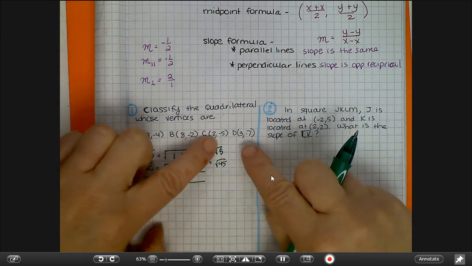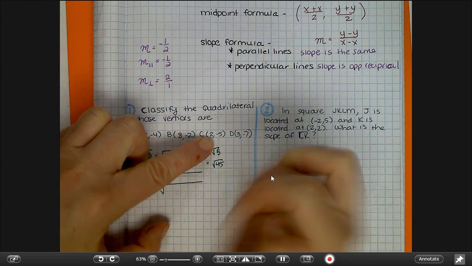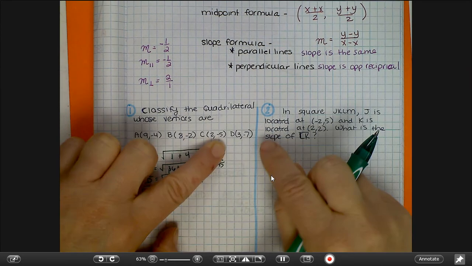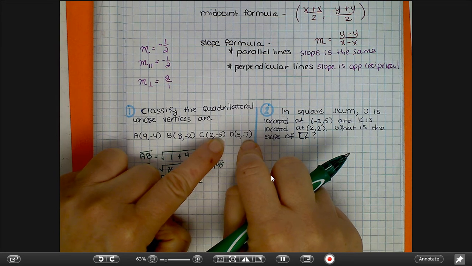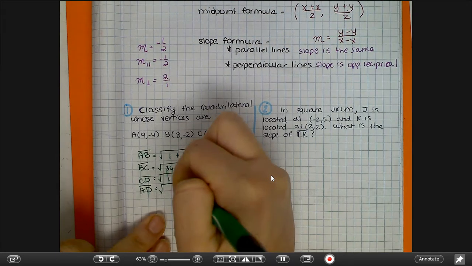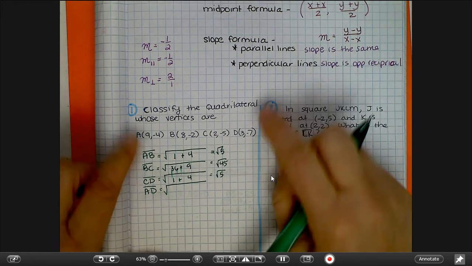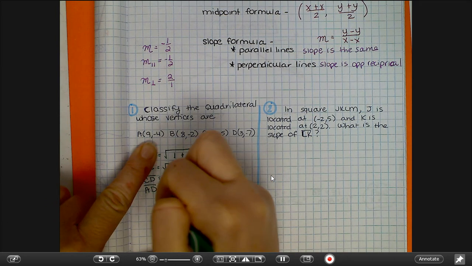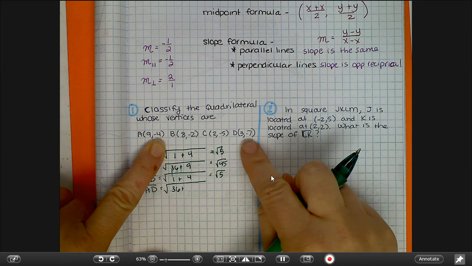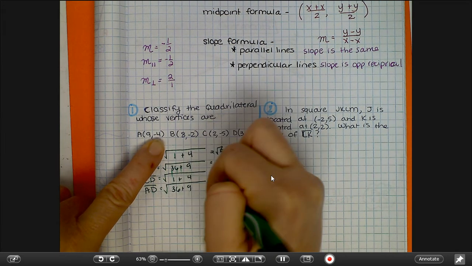CD, 2 minus 3 is -1 squared is 1, plus -5 minus -7, -5 plus 7 is 2 squared, which is 4. So hey, we have at least one pair of congruent sides. And let's check A and D. 9 minus 3 is 6, squared is 36. -4 minus -7 is 3, squared is 9, and that's the square root of 45.